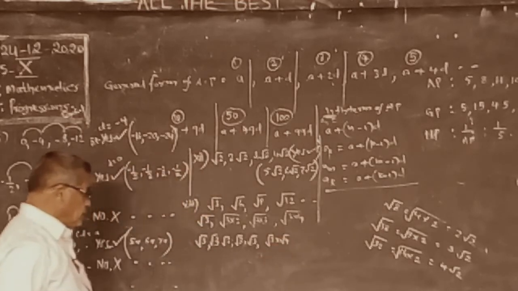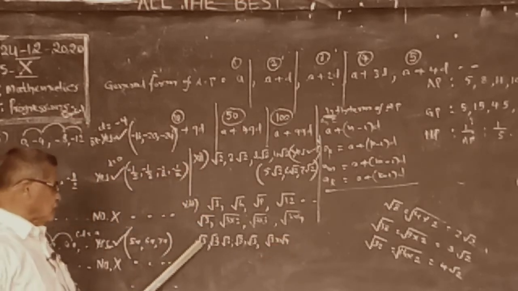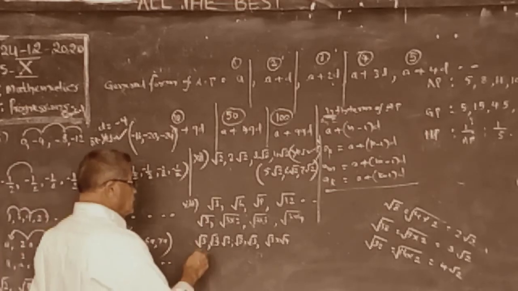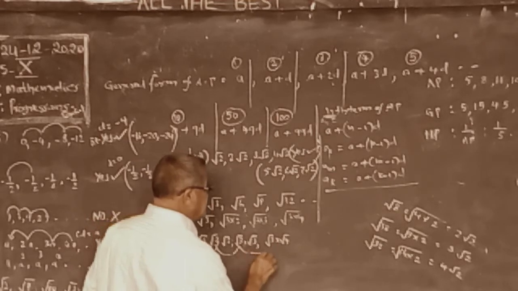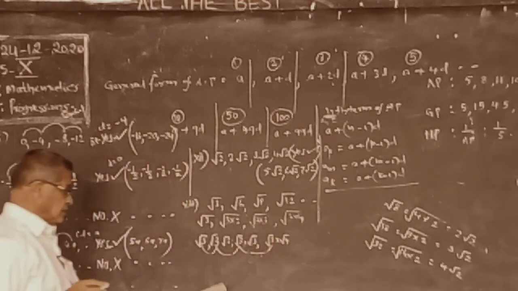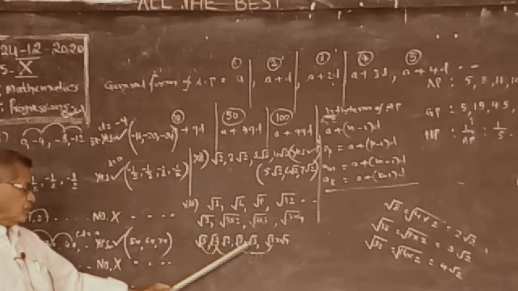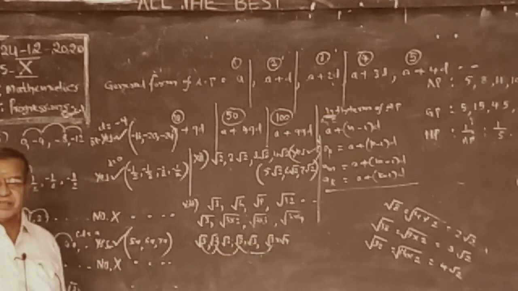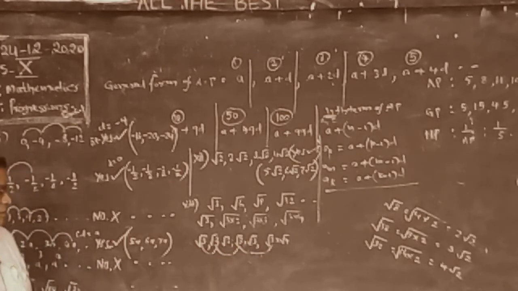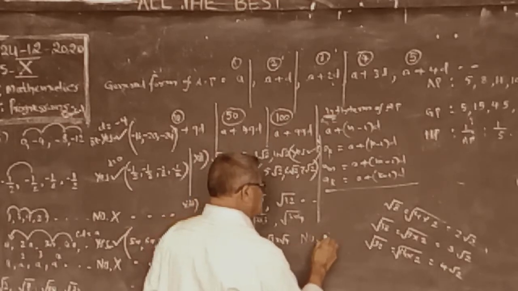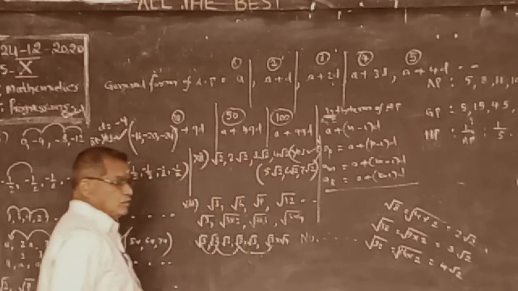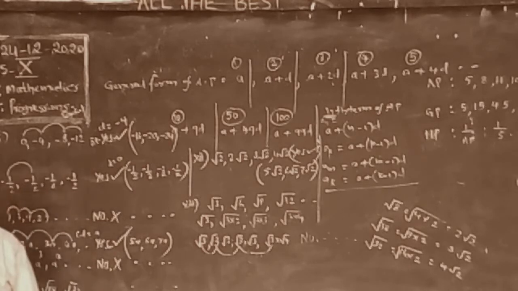Here root 3 is common, but the other numbers are root 2, root 3, root 4. The difference is not the same. That's why it is not in progression. There is no common difference, so we cannot find the arithmetic series.